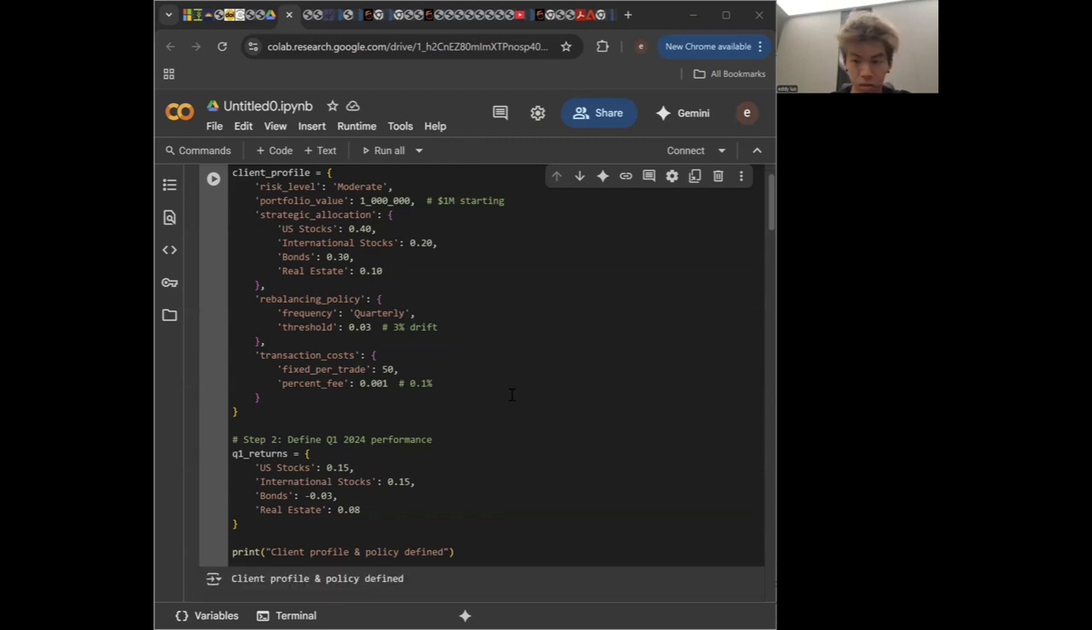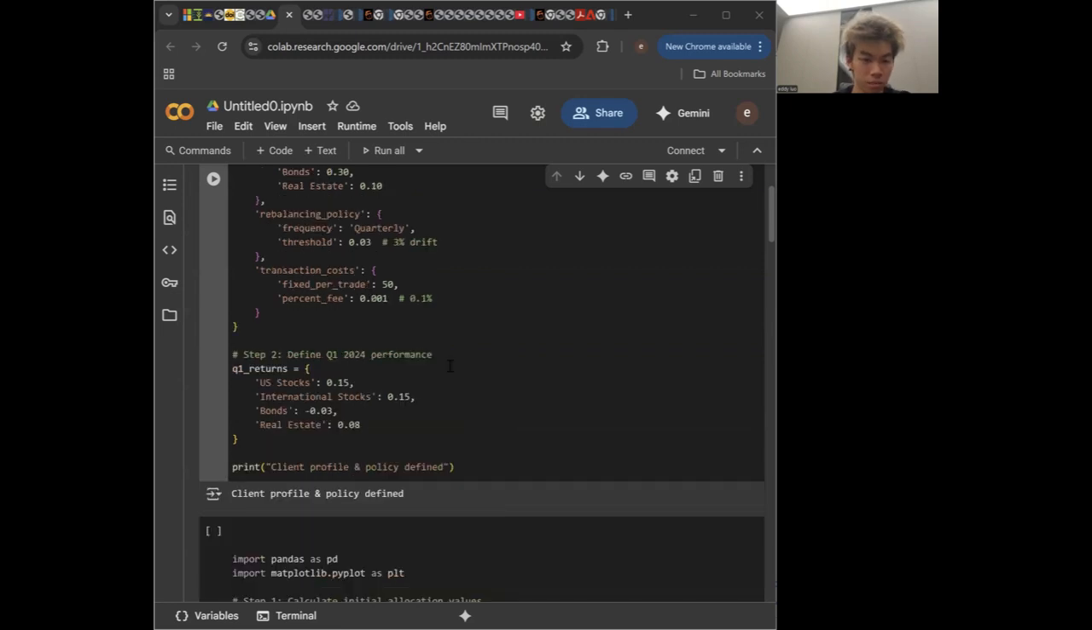The transaction costs are $50 per trade plus 1% of the trade amount. And then the quarter one returns were uploaded to the system: US stocks have a 15% return, international stock has a 15% return, bonds have a negative 3% return, and real estate has an 8% return.